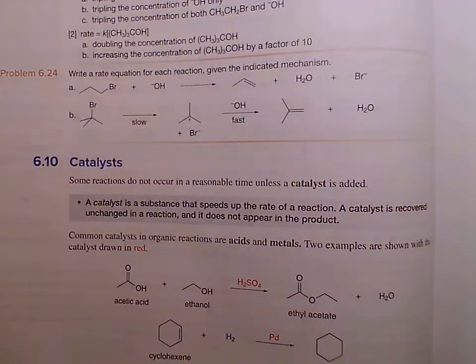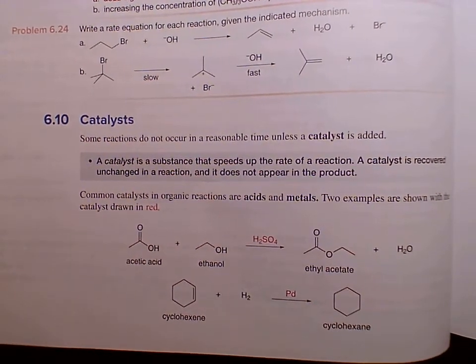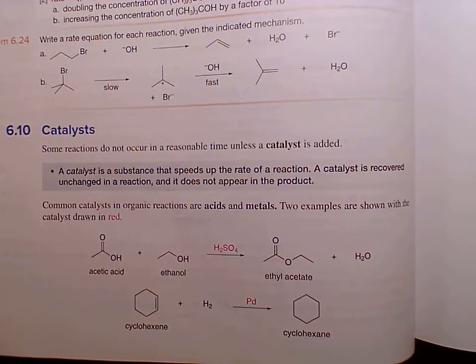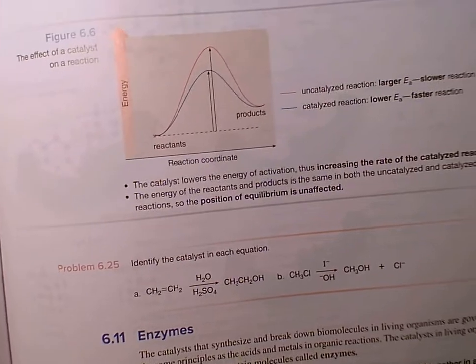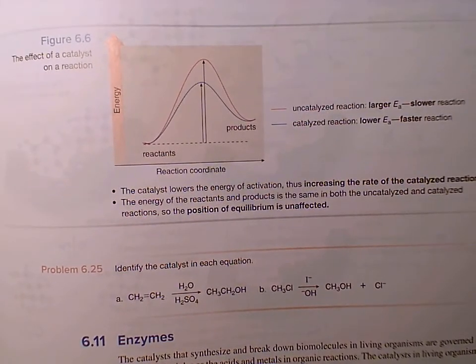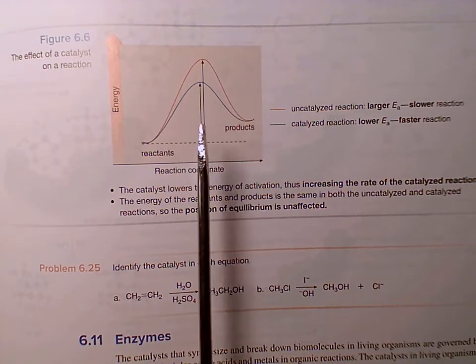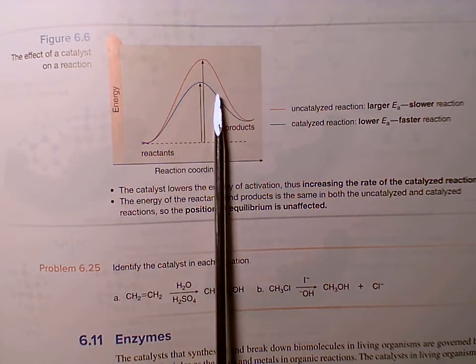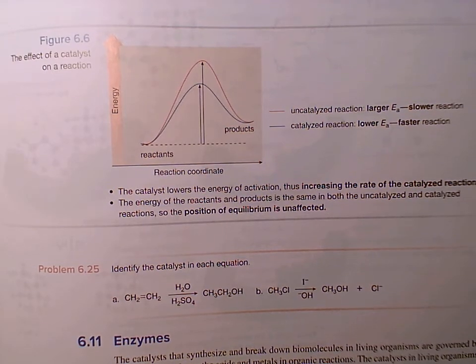If you add a catalyst, that will speed up the reaction rate. Now, a catalyst speeds up the reaction rate by lowering the activation energy. It lowers the Ea. So one way to look at it is if the red curve here is our reaction without the catalyst, and if you add a catalyst, somehow we lower the activation energy. Now, there are two types of catalysts, homogeneous catalysts and heterogeneous catalysts. All right.